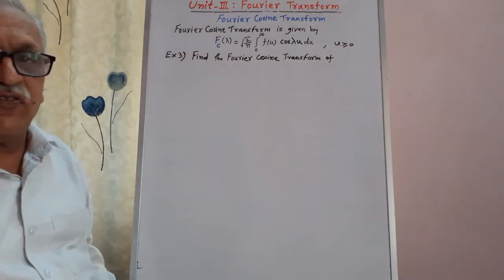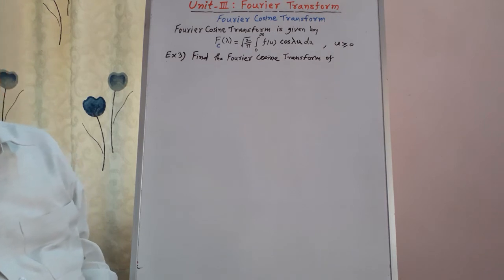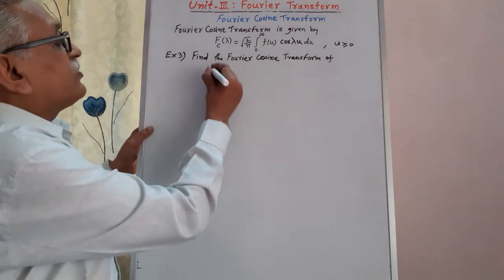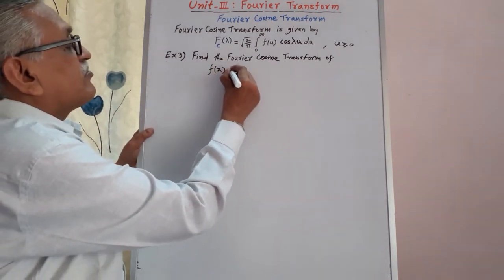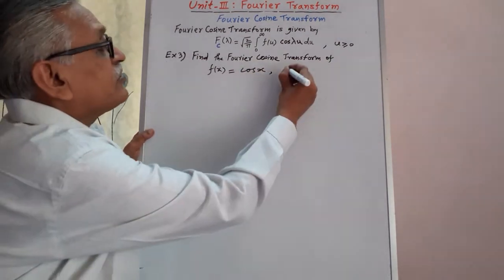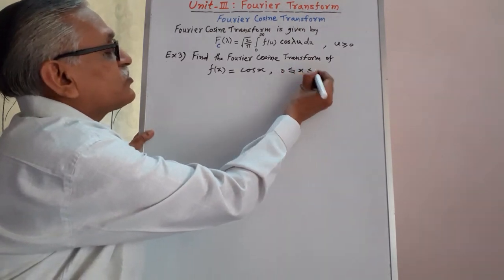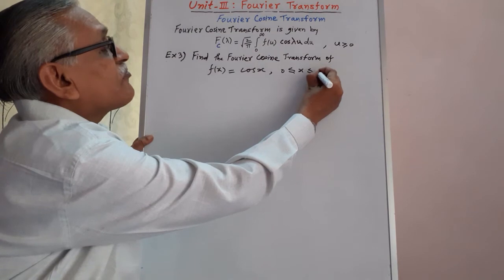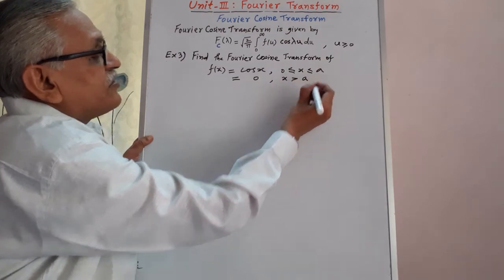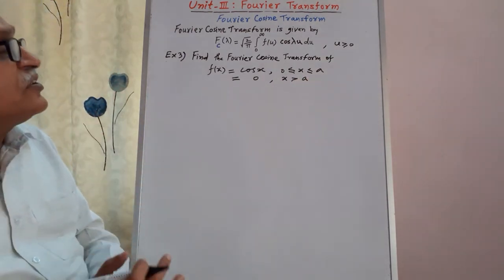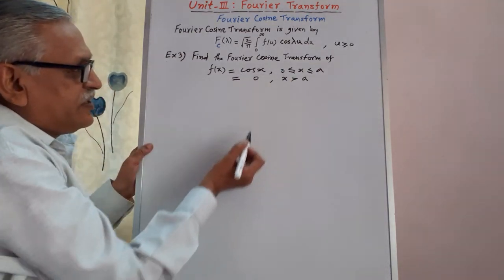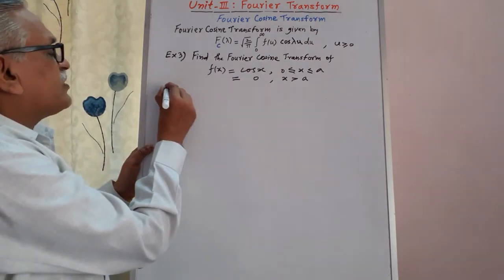One more, find the Fourier cosine transform of f(x) equals cos of x, with the condition 0 less than or equal to x less than or equal to a, and the second value is 0 for x greater than a, means from a to infinity. Therefore, again the total range is 0 to infinity and we require to find the Fourier cosine transform.